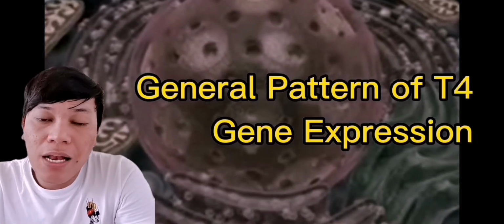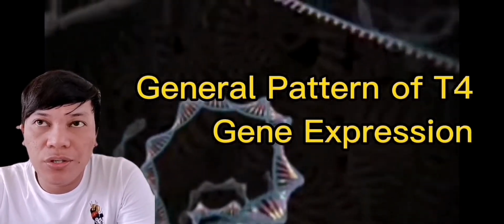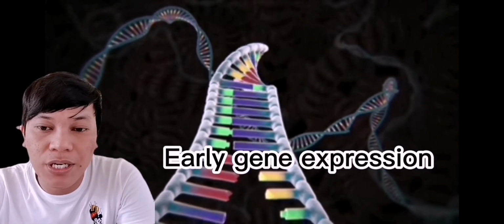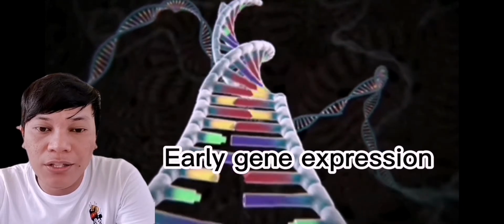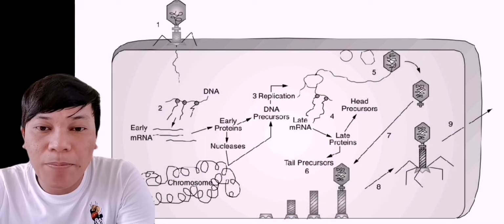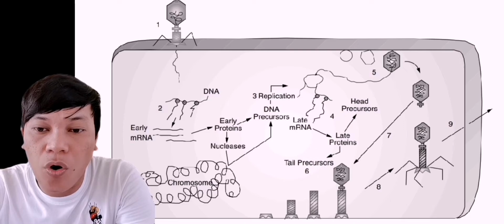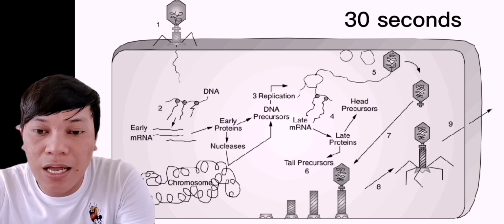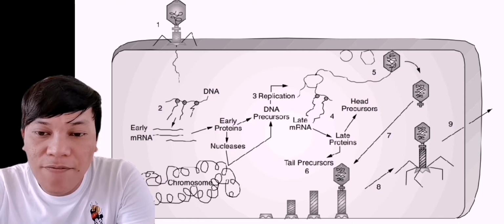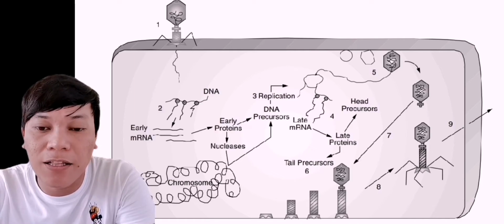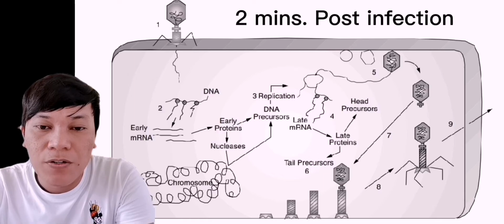We come now to the general pattern of T4 gene expression. In early gene expression, it is a general strategy of viruses to defer some gene expression to later stages of infection and progeny virus maturation. The T4 phage is no exception. Transcription of certain T4 genes begins almost immediately. The immediate early genes are transcribed at 30 seconds post-infection, and the delayed early or middle genes are transcribed at 2 minutes post-infection.